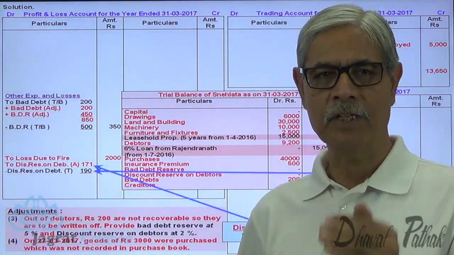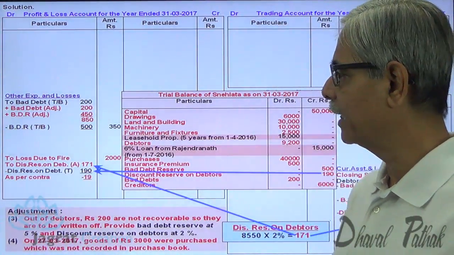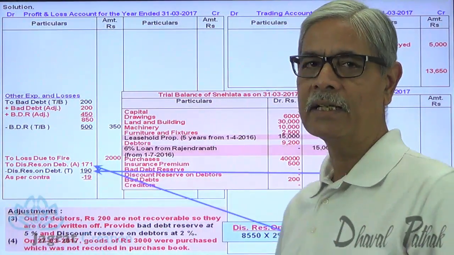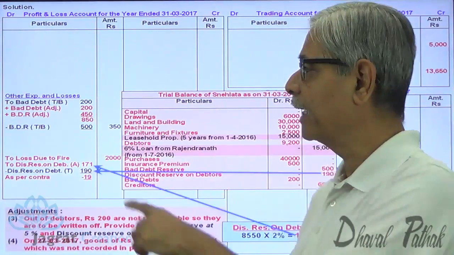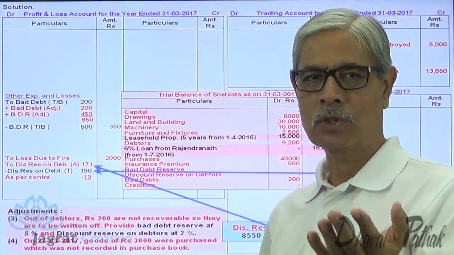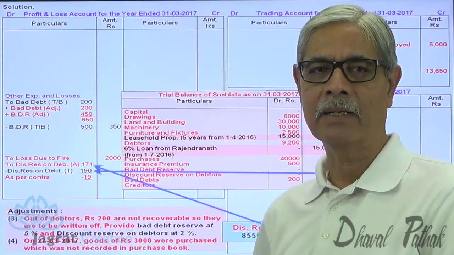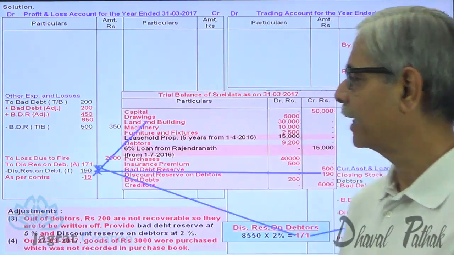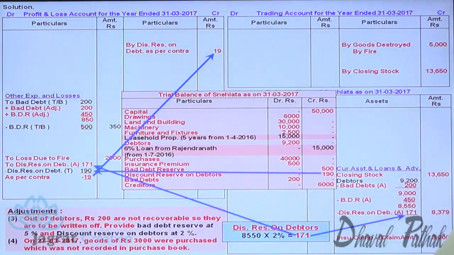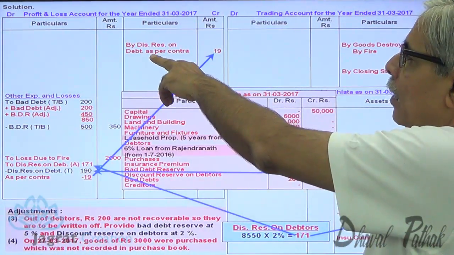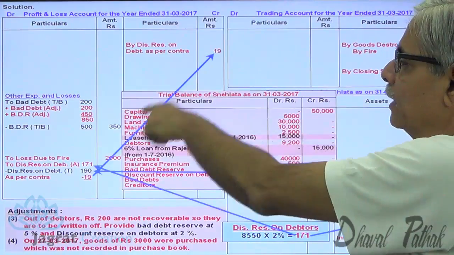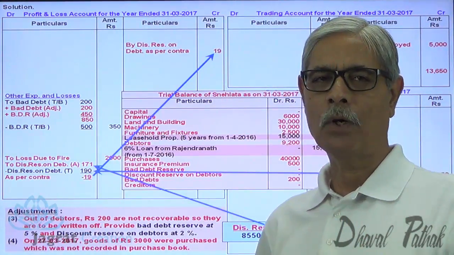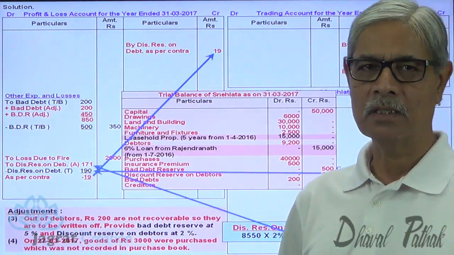When the provision is withdrawn, profit and loss account is to be credited. So 171 minus 190, 19 is a negative number. You can't write a negative number on the debit side. So to make this negative number 19 positive, you are required to transfer that to the credit side. So discount reserve on debtors as per contra, 19 is to be recorded on the credit side of profit and loss account. This is an important point that one should understand.